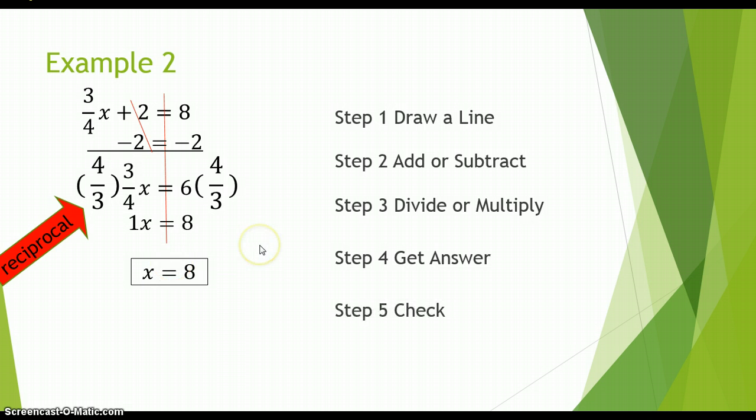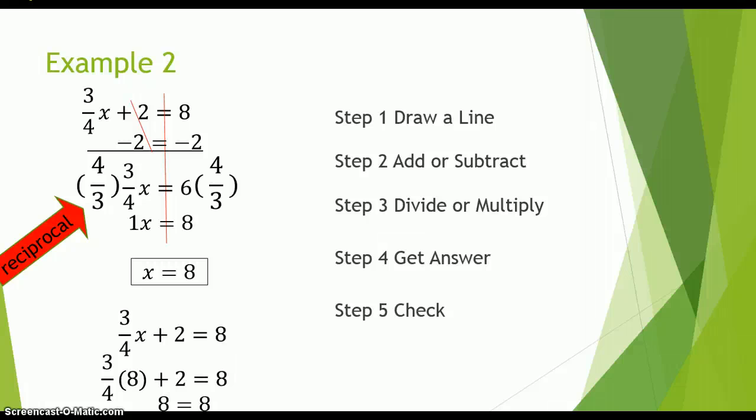Step number 5, we want to check. We want to check and make sure that x equals 8 is the correct answer. To do that, we just take our original equation and substitute 8 for x, and when we do that, we end up with 3/4 (8) plus 2 equals 8. Doing that calculation, we end up with 8 equals 8, which is a true statement, which means that our answer, x equals 8, is indeed correct.